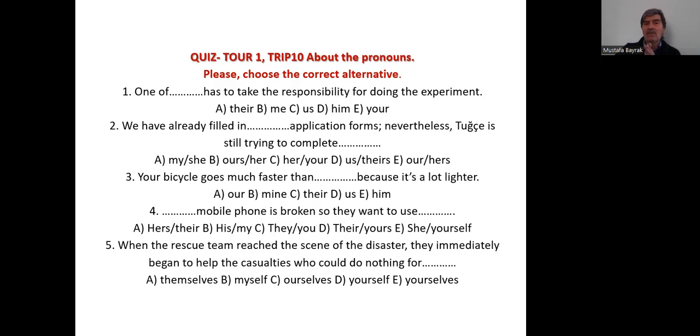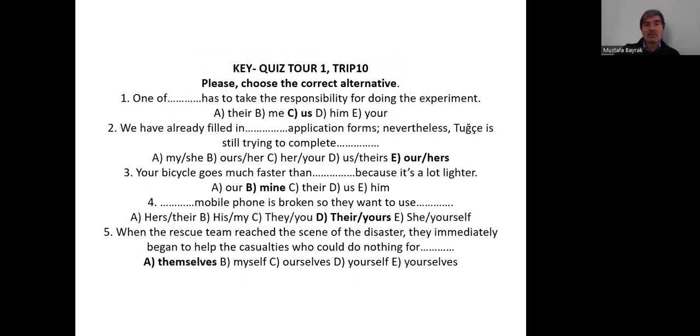One of blank has to take responsibility for doing the experiment. They, no. Me, wrong. One of us, yes, possible. Let's see the others. Him, no. Your, no. One of us, one of them, or one of you, also possible. Yes. 2, let's study them from the key.